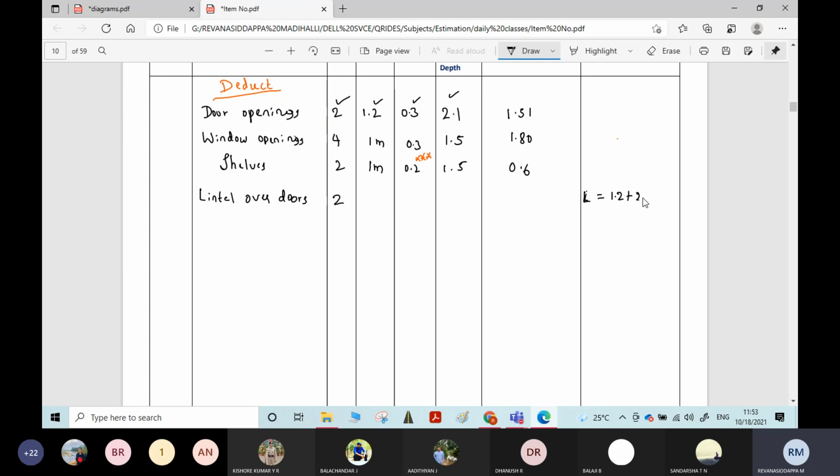1.2 plus 2 into 0.15. This is 0.15, or 15 centimeter bearing on either side of the opening. Therefore, total length of the lintel becomes 1.5 meter. Is this calculation clear for all? Any doubts here, students? Any doubts, you can please ask.